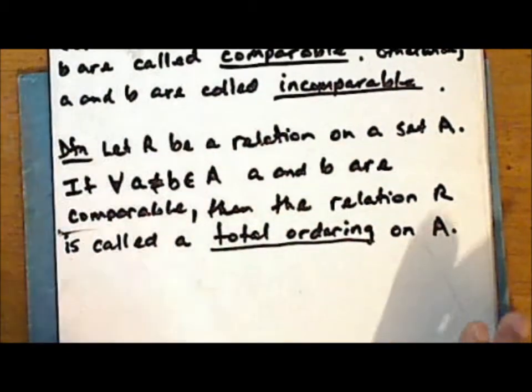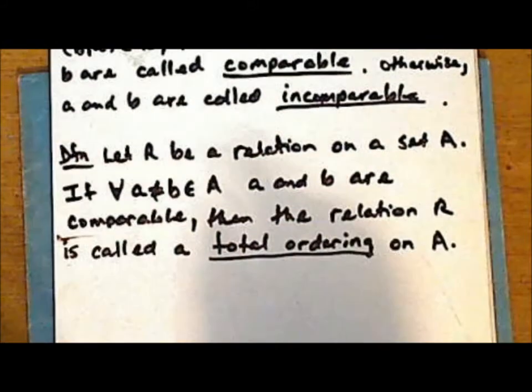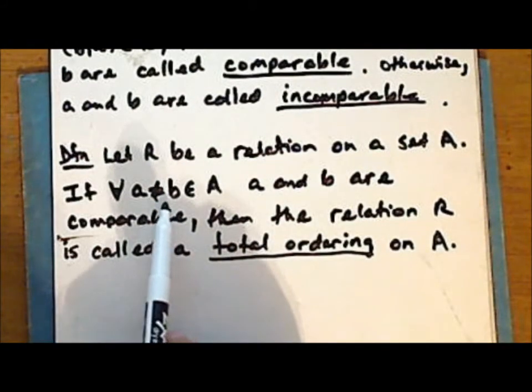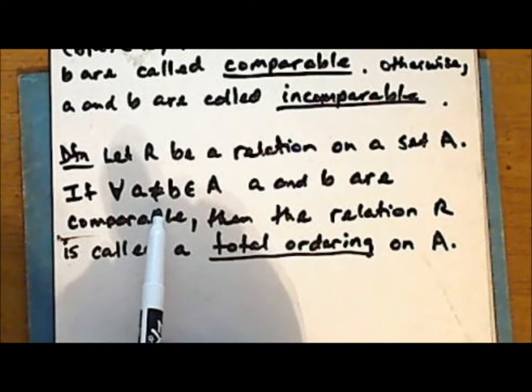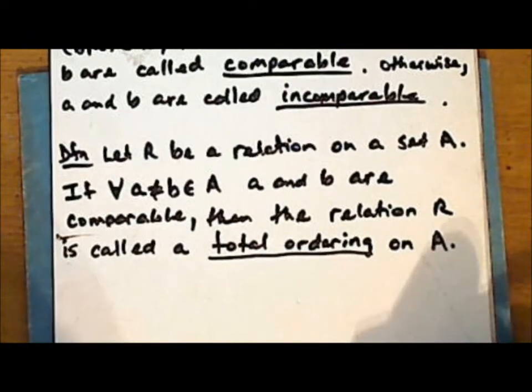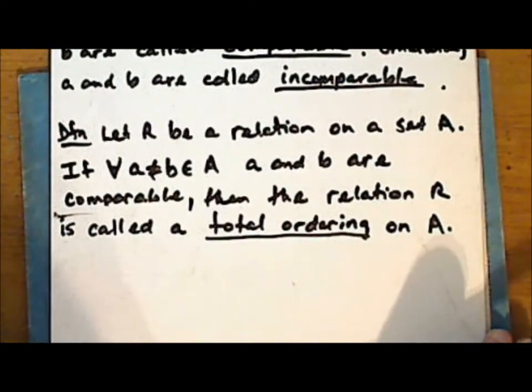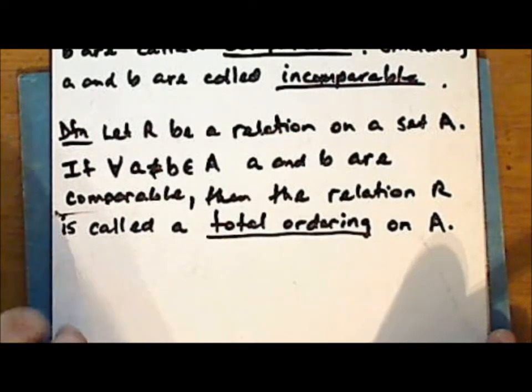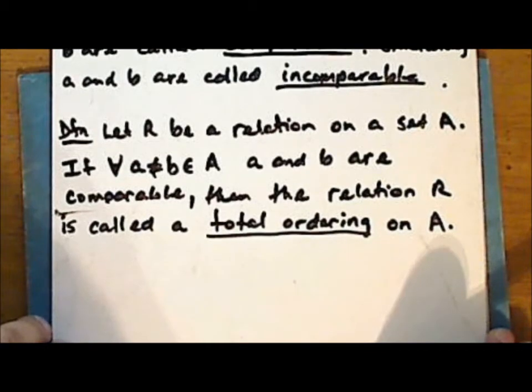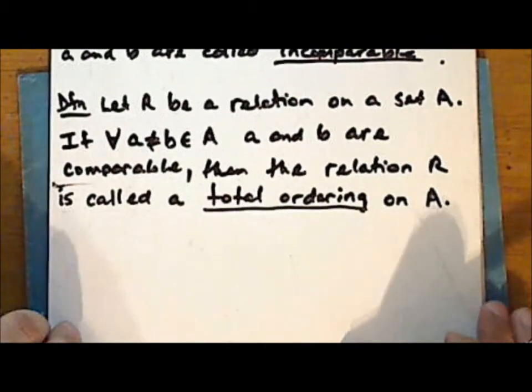Now, notice that we are requiring that the elements be distinct. And if it is true that every distinct pair of elements are comparable, then the relation is called a total ordering. So notice in particular that it is possible for the relation to be irreflexive and yet still be a total ordering. All right?